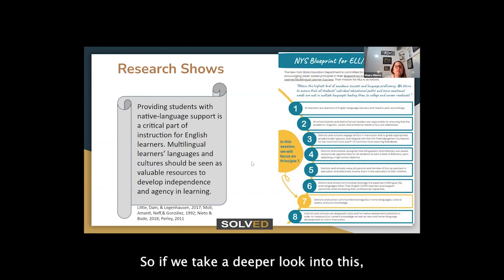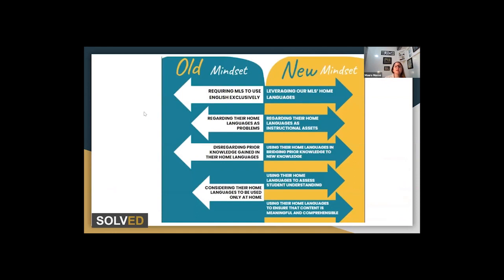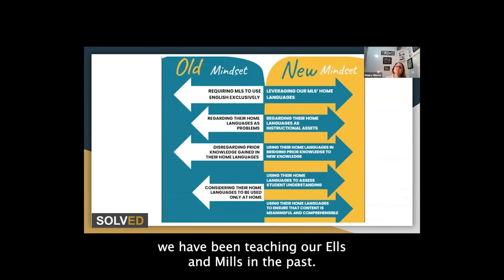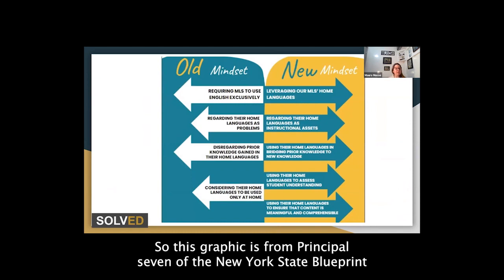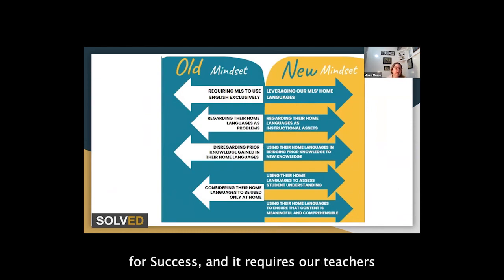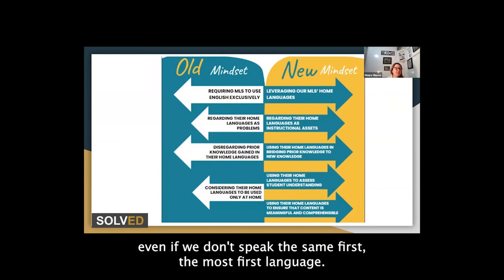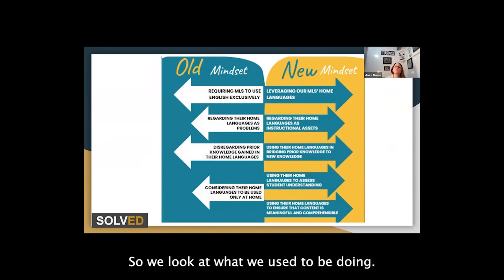If we take a deeper look into this, this is a change in mindset from the way in which we have been teaching our ELLs and MLs in the past. This graphic is from Principle 7 of the New York State Blueprint for Success, and it requires our teachers to change their mindset about what we can do, using the ML's first language even if we don't speak it. So we look at what we used to be doing.